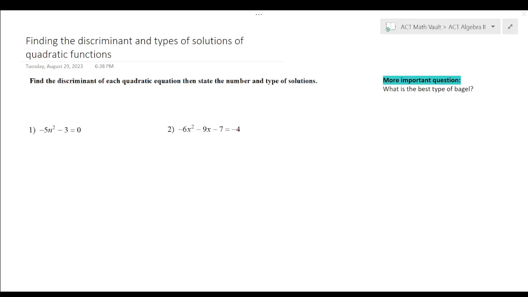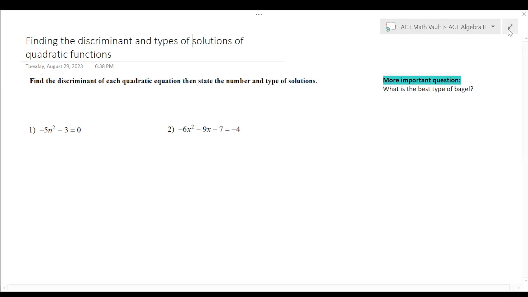Everyone, in this video, I want to talk about finding the discriminant and types of solutions of quadratic functions. Here are the two problems that we'll do, and to make sure we don't take ourselves too seriously, let's think about the fun question. What is the best type of bagel?